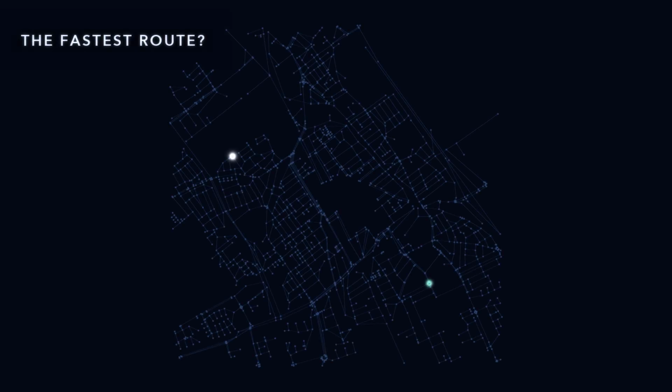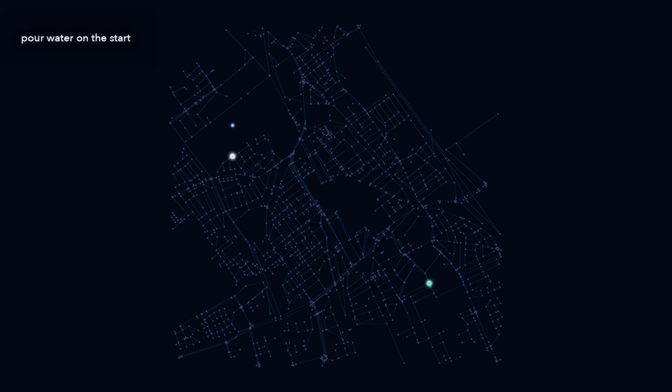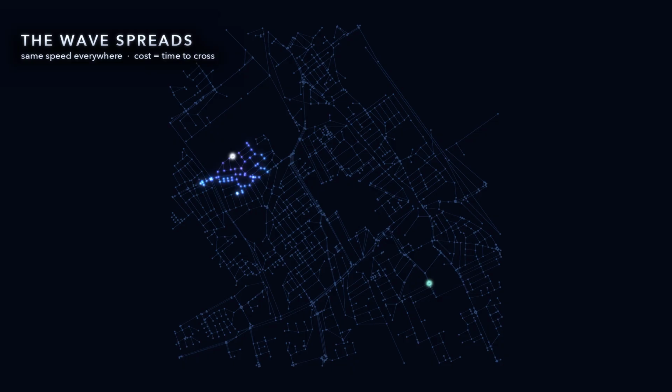So how do you find that smallest total without checking every route? Here's a beautiful idea from 1959, from a computer scientist named Dijkstra. Imagine standing at your starting point and pouring water onto the map. The water spreads out along the roads. For now, let's keep it simple and imagine every road runs at the same speed, so a road's cost is just how long it takes to cross. The wave spreads outward, and at every moment it flows into the cheapest place it can reach next.